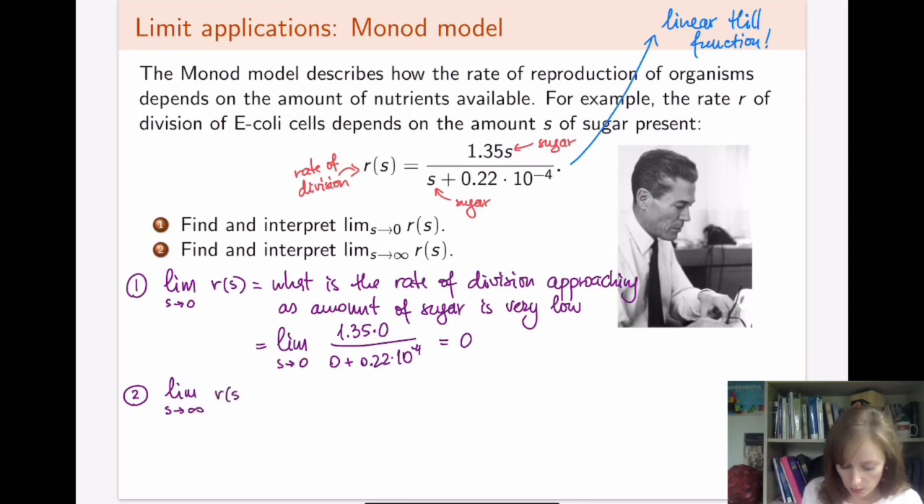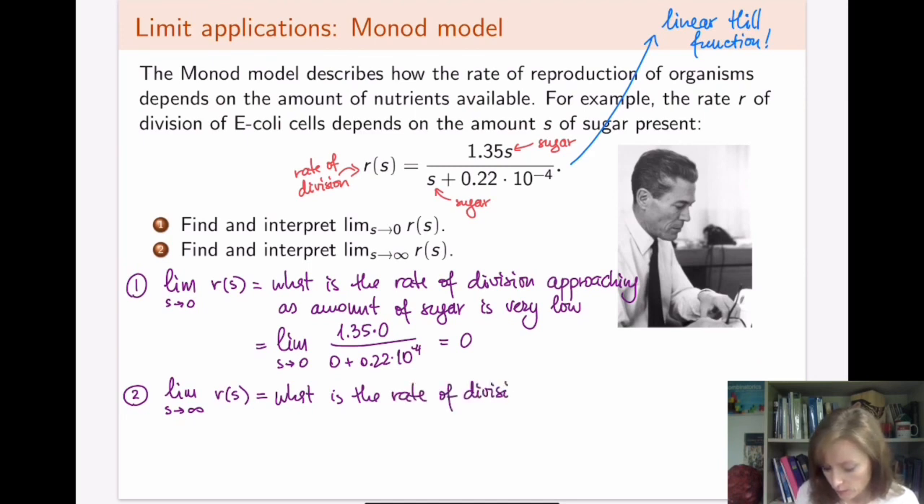Okay, on the other side, the second limit we're asked to interpret and compute is when s goes to infinity. Notice that what we're computing a limit of has not changed. What has changed is where we're computing it at. So we're still computing what the rate of division is approaching, as the amount of sugar goes to infinity. So there is a ton of nutrients. So as the amount of sugar is very high.